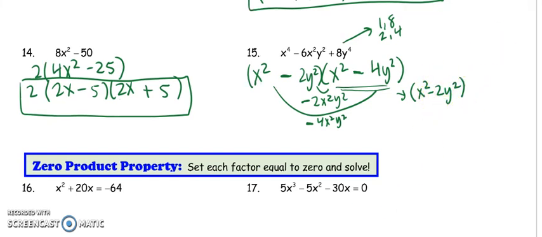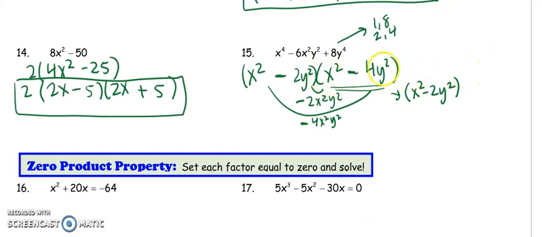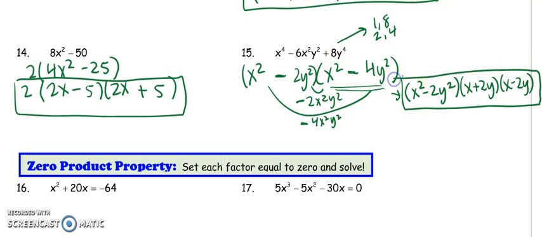It is not pretty. I mean, you can. It's just disgusting. But you can take the square root of this stuff. This would be x plus 2y, x minus 2y when we take the square root of x squared and 4y squared. Now you're done with that problem.